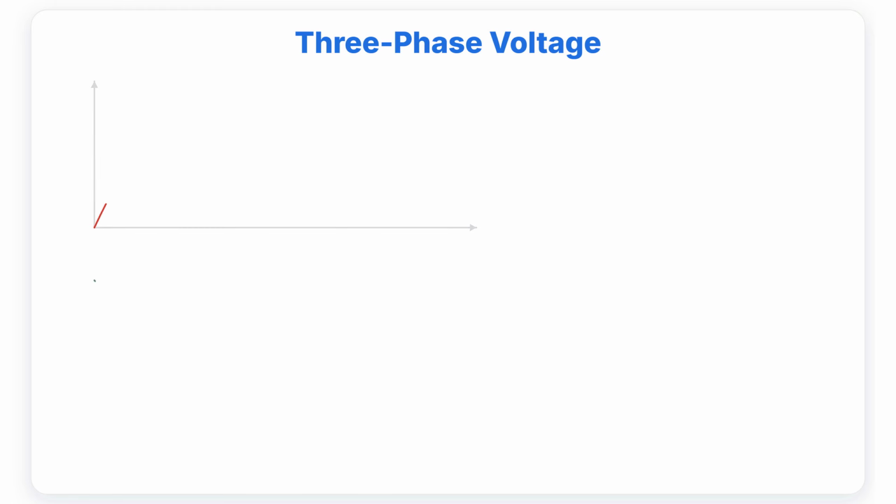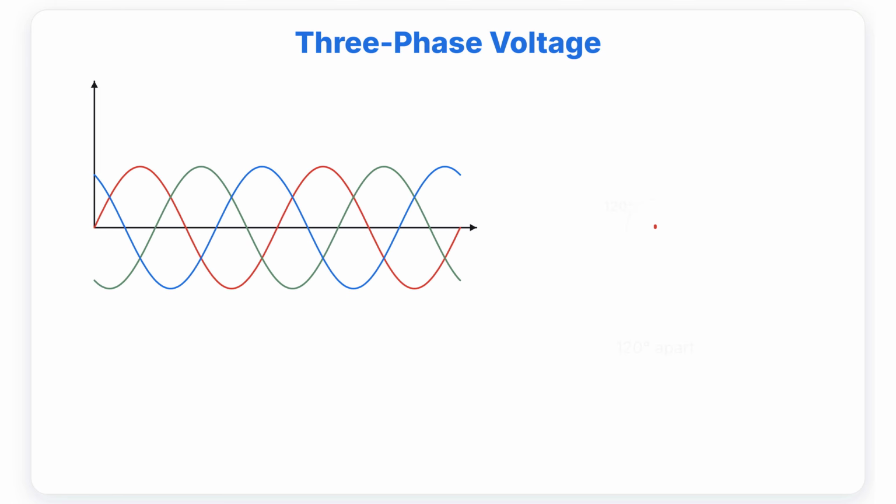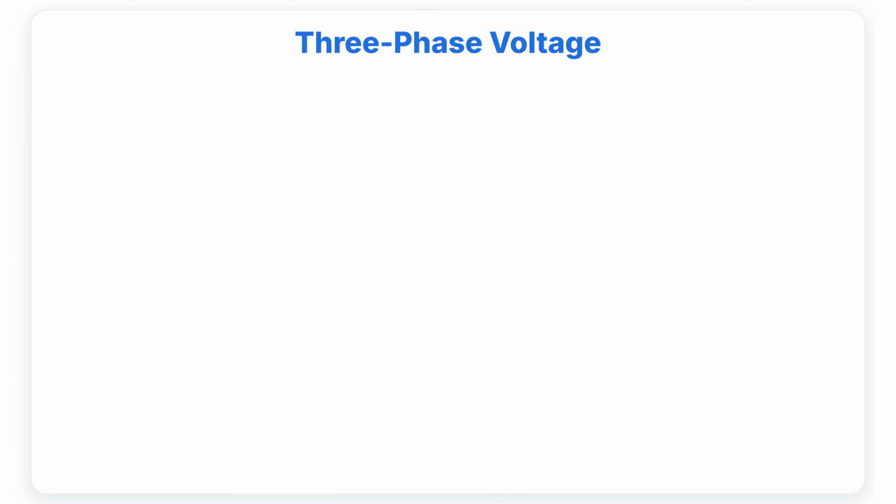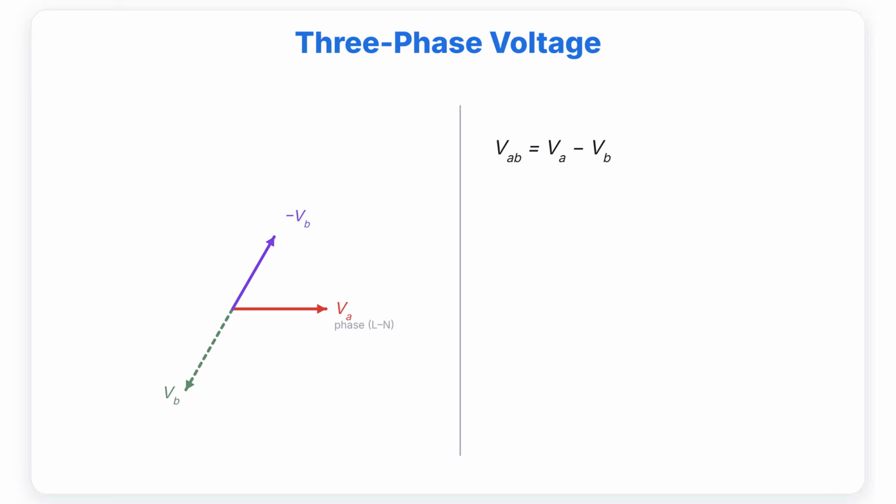Three-phase gives you 3 voltages, same size, but each one shifted by 120 degrees. Line voltage isn't measured to neutral. It's measured between 2 lines, so it is the difference of 2 phase voltages. VAB equals VA minus VB. Subtracting a phasor means flipping it around. Minus VB points the opposite way.